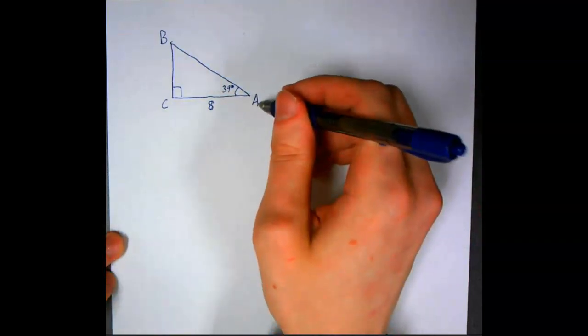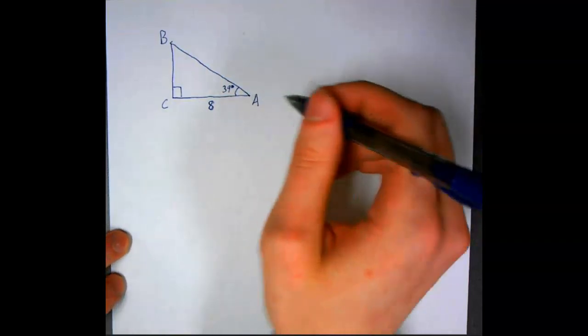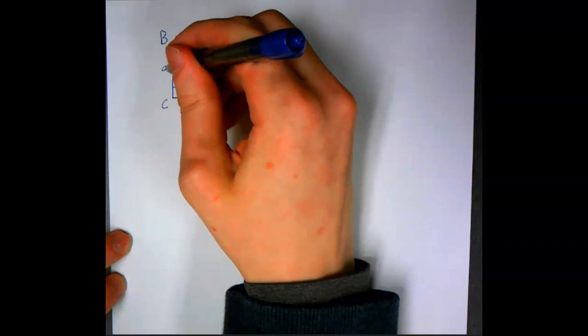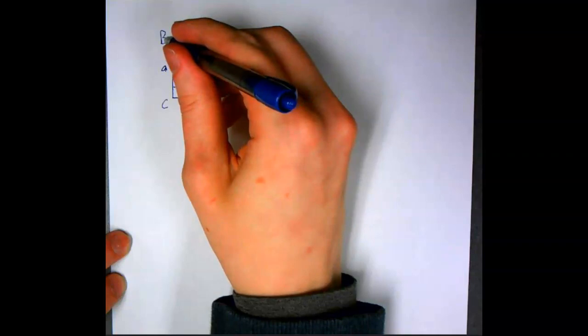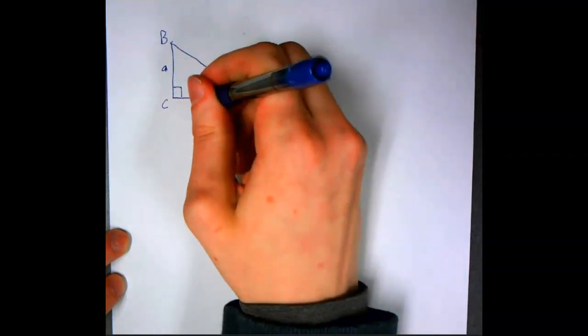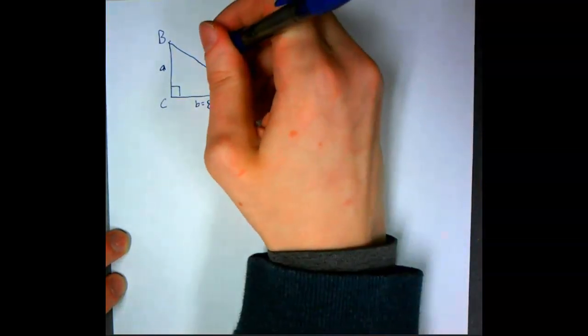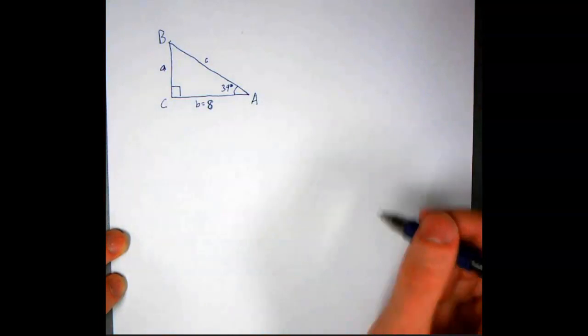They gave us A is this angle, which means that the side that is opposite of it will be side A. Angle B is up here, so that means again the side that is opposite of it will be side B. And angle C, the opposite, will be side C.